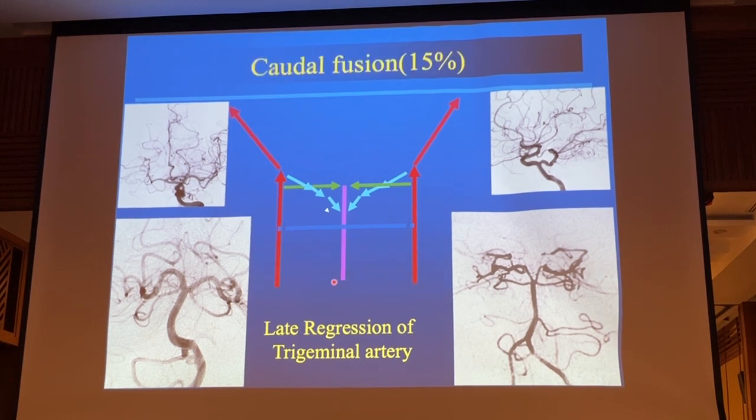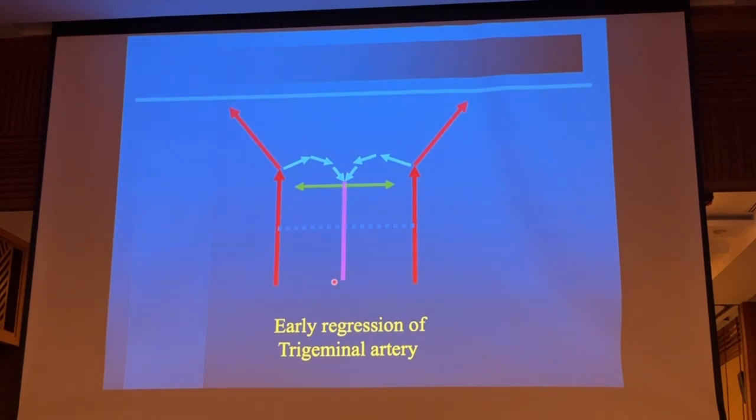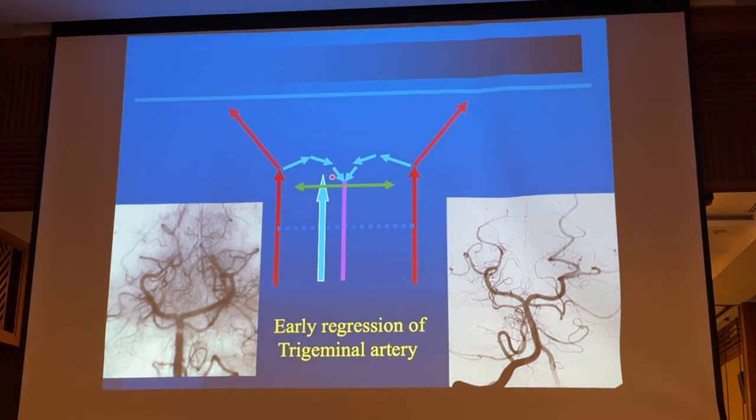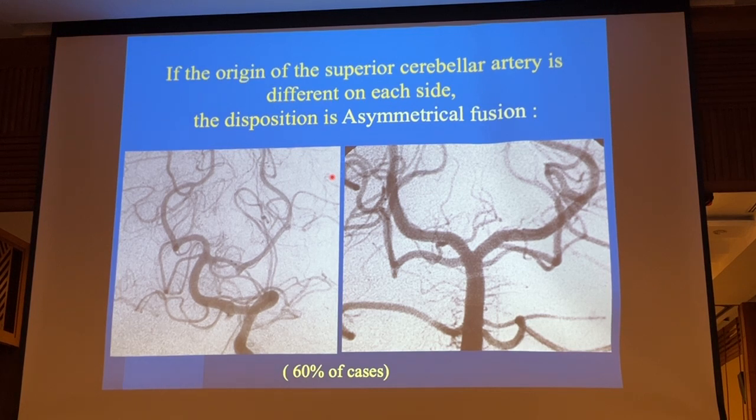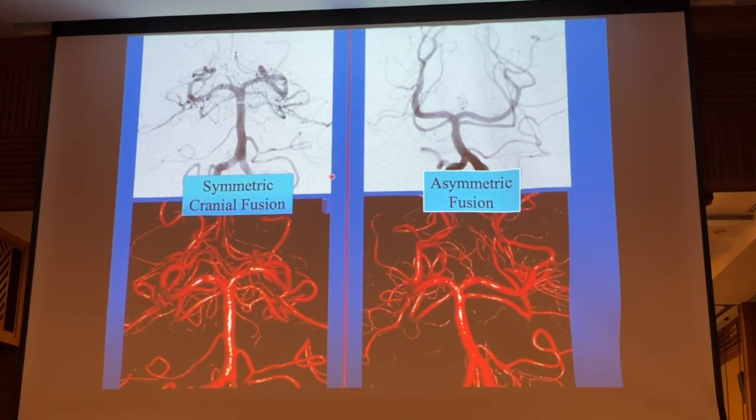If it's early regression, okay? Early regression, you need more antegrade flow than late regression, so you have more cranial fusion at this stage. Okay? Cranial fusion is about, according to Philip, 25%. And the important thing is where perforating branches are coming from. In case of symmetrical, each side gives off the perforating branches.